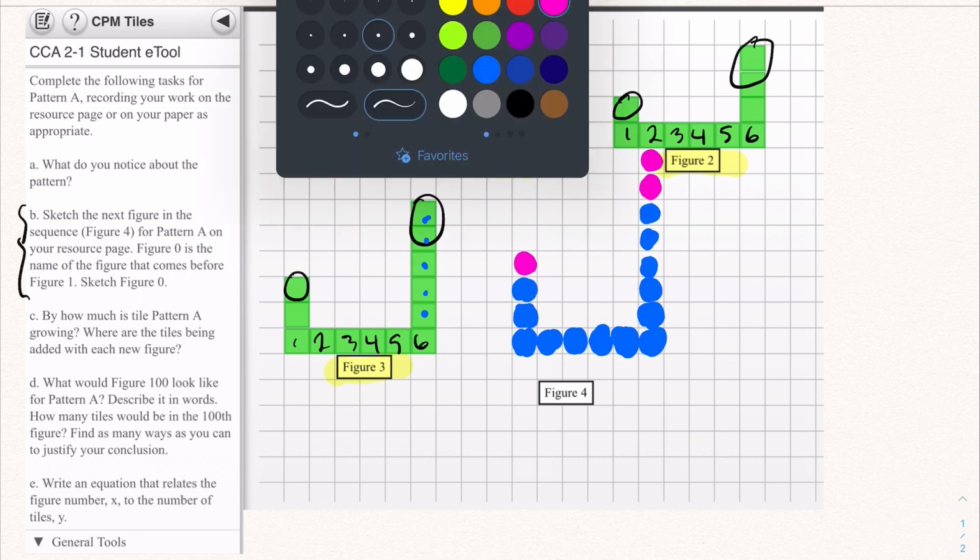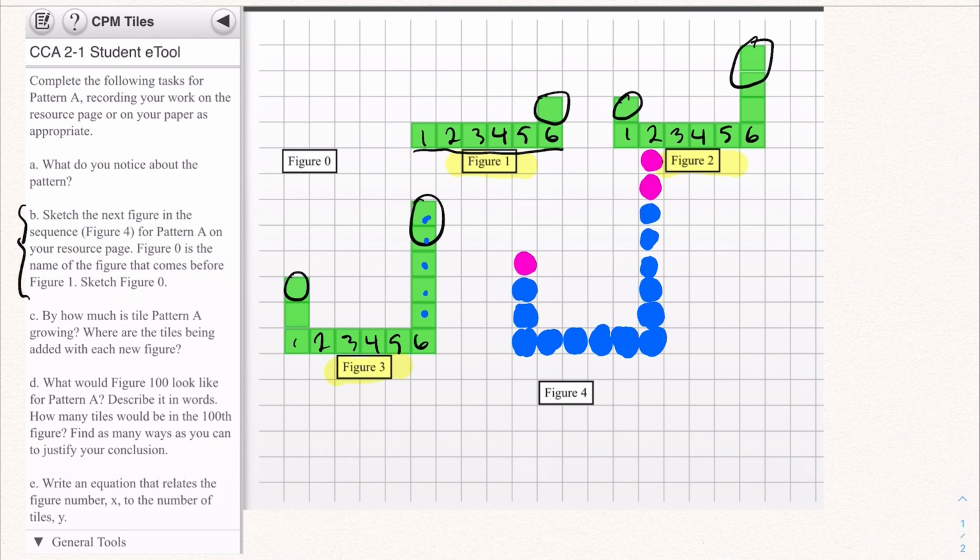And then if we take a look at figure 0 and we try and sketch that, we've got to think. So from figure 2 going backwards to figure 1, we lost 1 tile on the left and we lost 2 tiles on the right. So my figure 0, going from 1 to 0, if we go backwards, we're probably going to lose 1 tile on the left and lose 2 tiles on the right. And so if we were to try and draw a representation of that, we would wind up with just a line of 4 tiles, right? So for figure 0, I have 4 tiles.